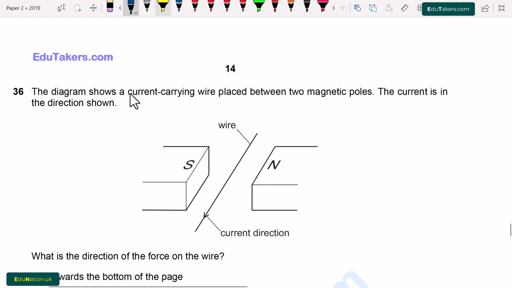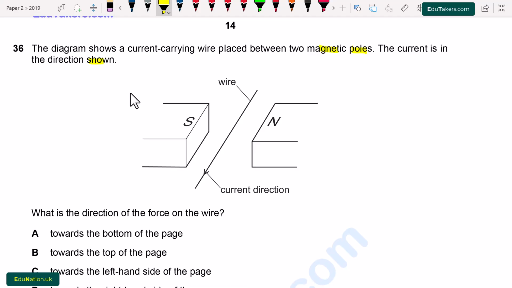Question number 36. The diagram shows a current carrying wire placed between two magnetic poles. The current is in the direction shown. So the current in the wire is downward. What is the direction of the force on the wire? So basically the direction of current and the magnetic field is shown here. We have to find out the direction of the force on the wire. So I write here the direction of magnetic field is from north to south, which is towards left.